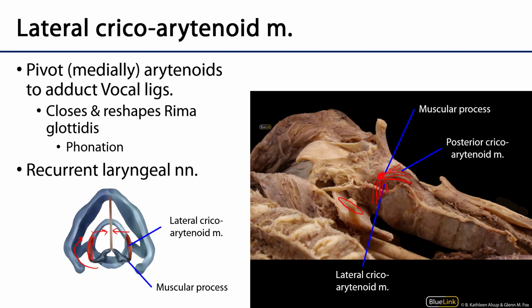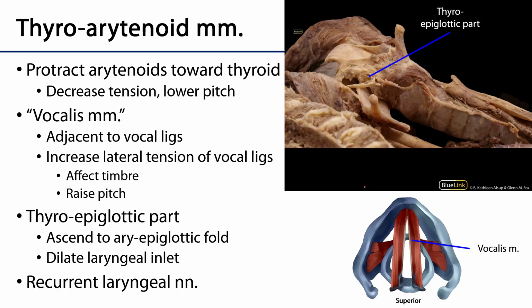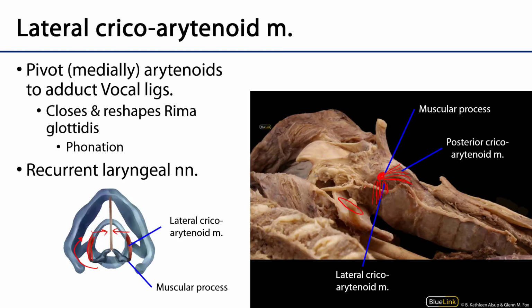So the posterior and the lateral cricoarytenoid muscles are in a contest to see which direction that muscular process can be pulled. The posterior for ventilation, the lateral for phonation. And the lateral is innervated by the recurrent laryngeal nerves.